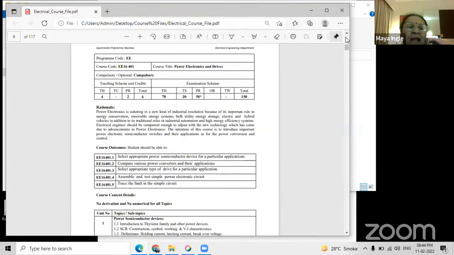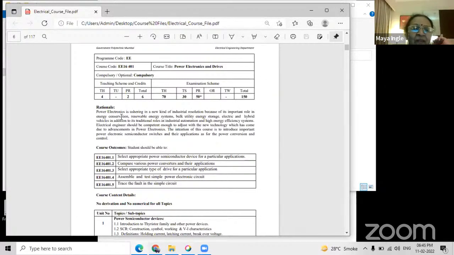Then course title, and very, very essentially, whether this course is compulsory or optional has to be explicitly stated here. Then teaching scheme and credits. So theory, practical, if tutorials are there, how many total credits are there for this subject? What is the examination scheme which is to be followed? Every institution has its own way basically, but this information is necessary.